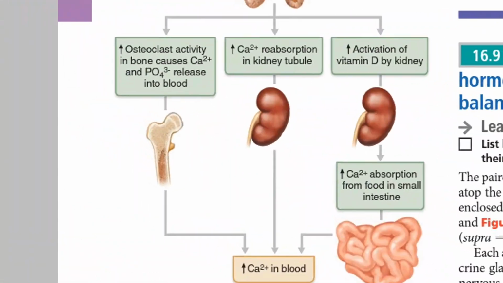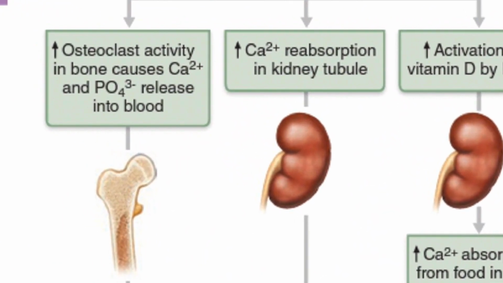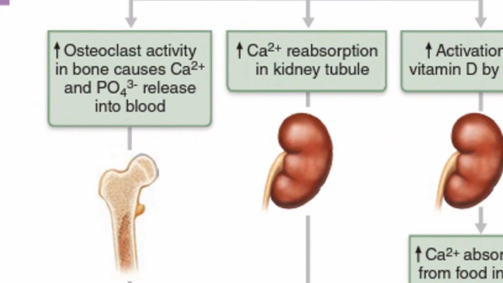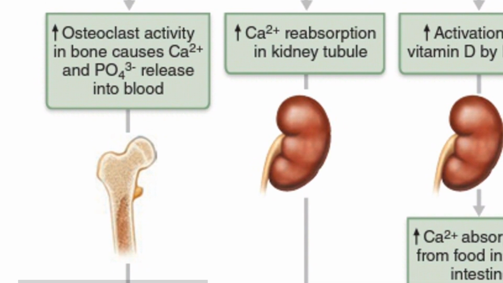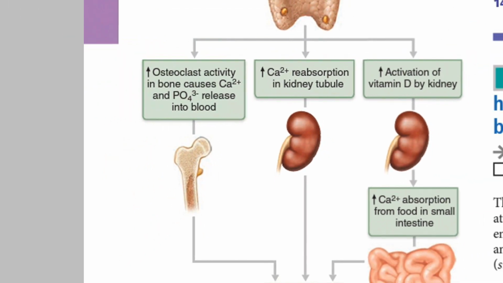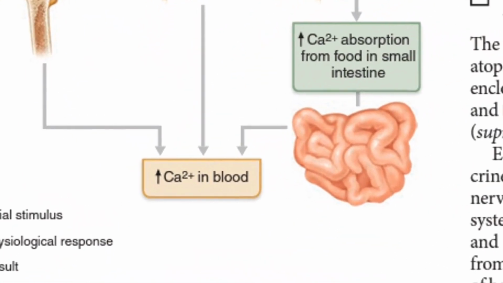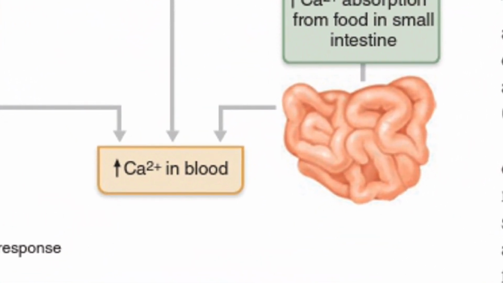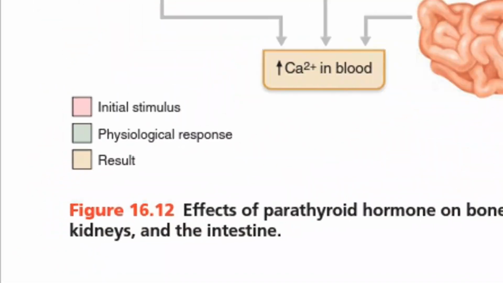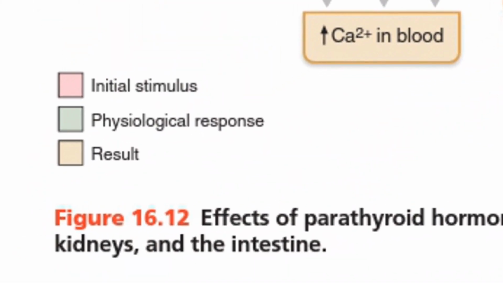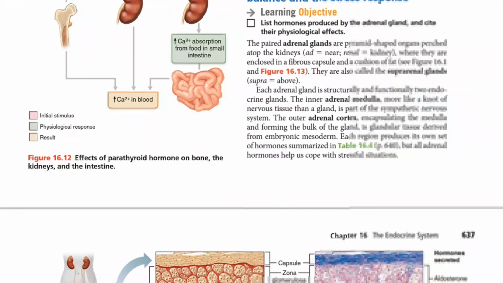Then the third mechanism: PTH acts on osteoclast cells. Osteoclasts break the bone extracellular matrix, and Ca2+ and PO4 3- are released in the blood. So this is how the Ca2+ level in the blood is increased. Initial stimulus, physiological response, result.